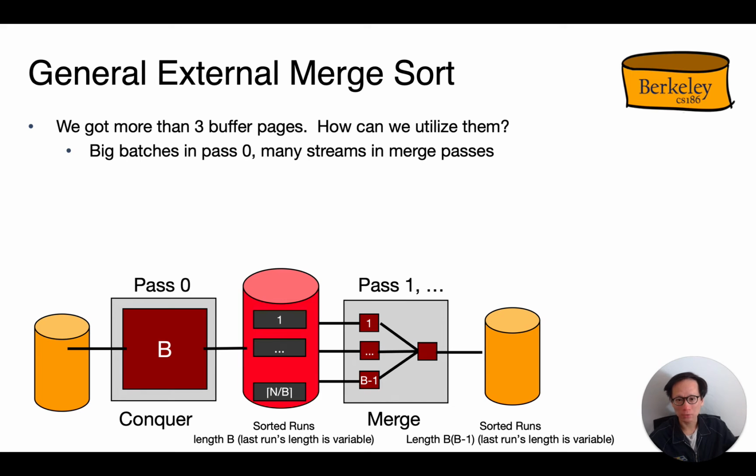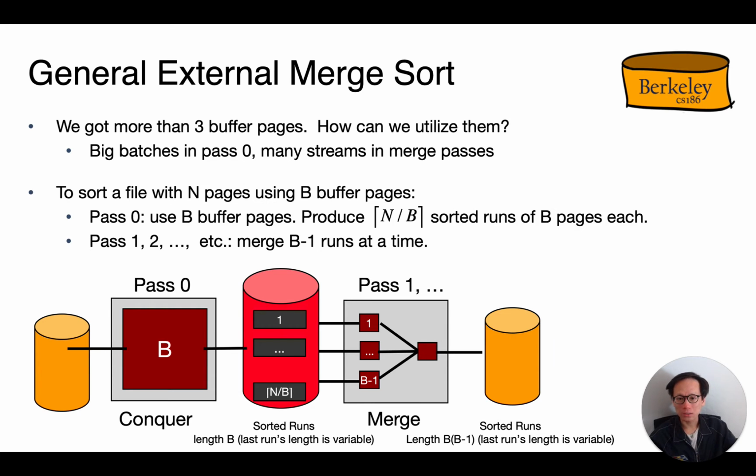Now let's transition from our two-way merge sort to a more general and more efficient external merge sort. The basic idea here is to make better use of the B buffers of memory that we have been given. When B is bigger than 3, how can we utilize them? Well, in pass 0, we'll be working on much bigger batches, and in pass 1, we are going to merge many streams together at the same time. So let's see how that works.